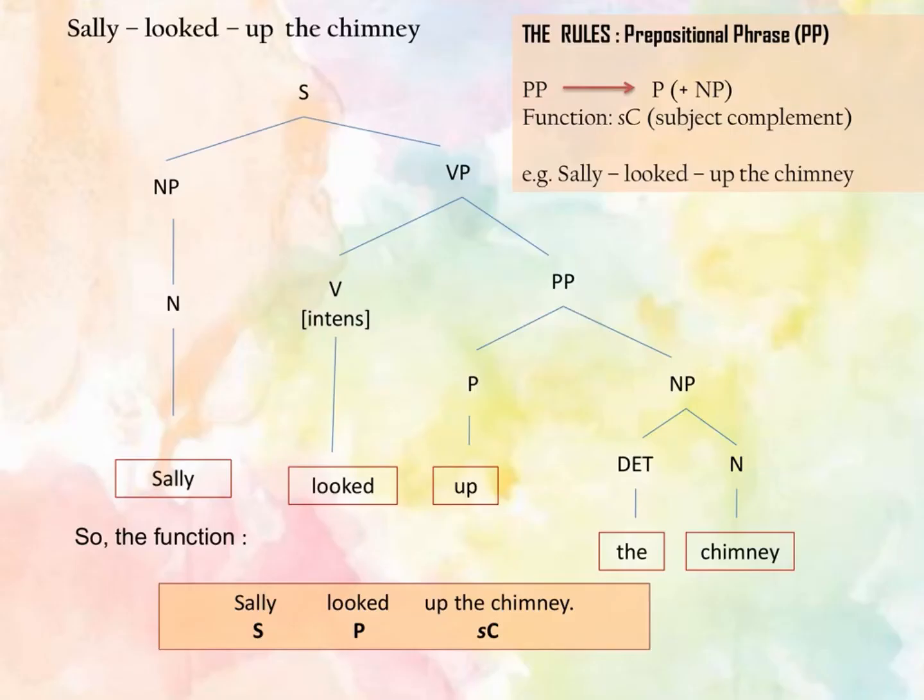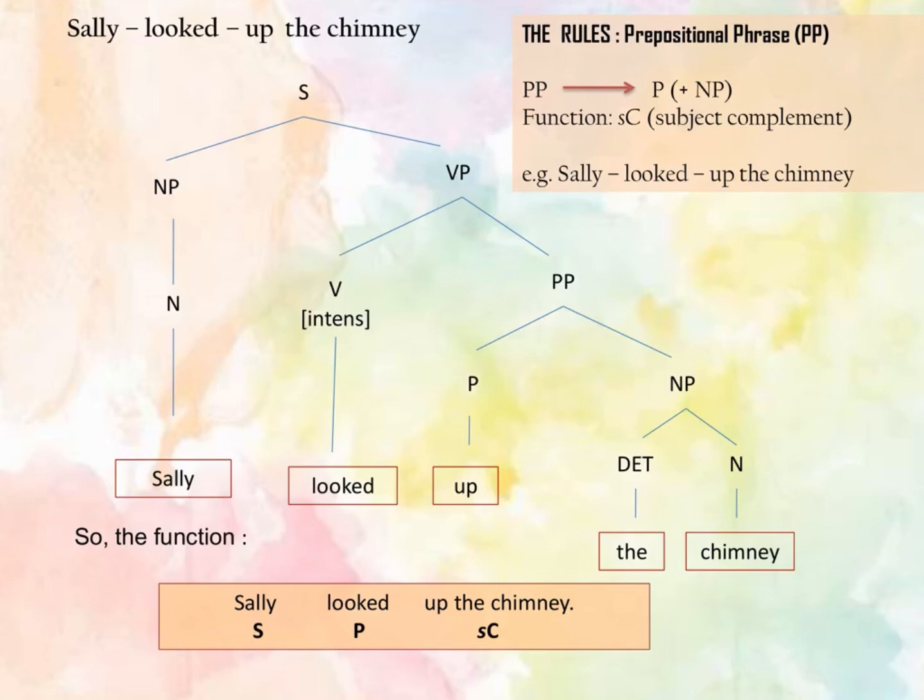The rules of prepositional phrase or PP. PP or prepositional phrase consists of P or preposition plus NP or noun phrase. Function is SC or subject complement. Example, Sally looked up the chimney.